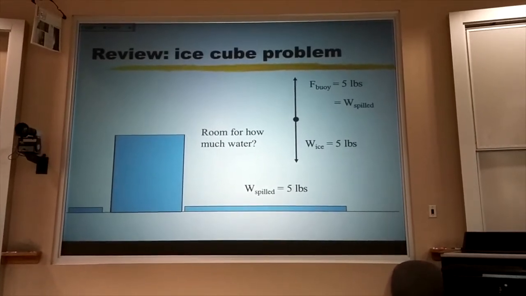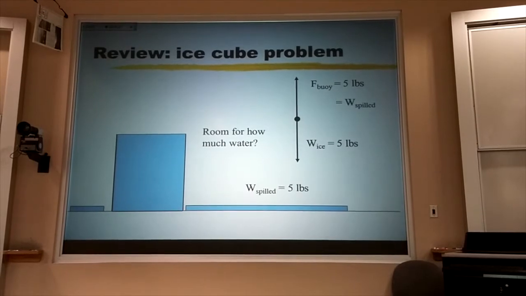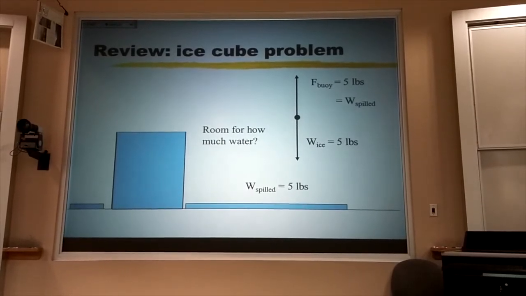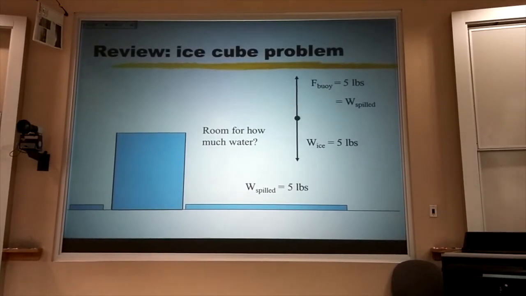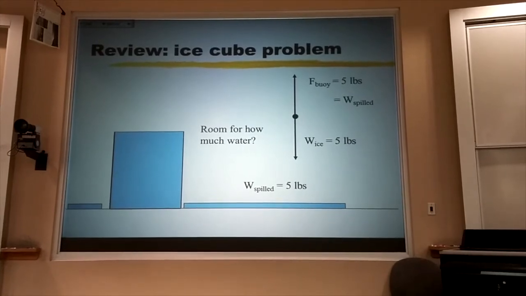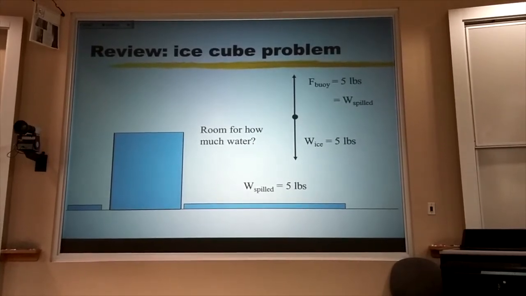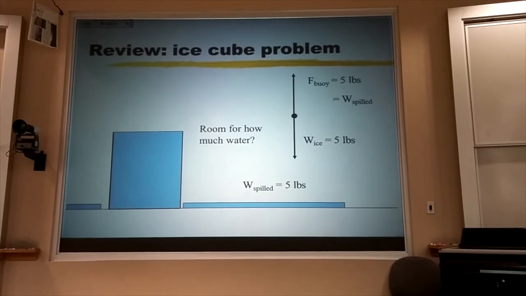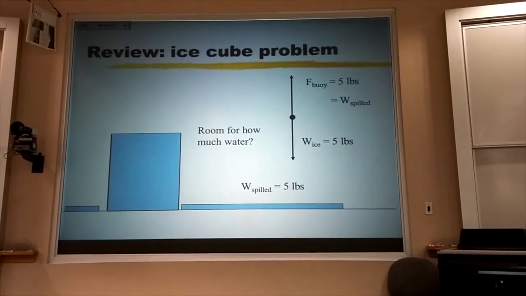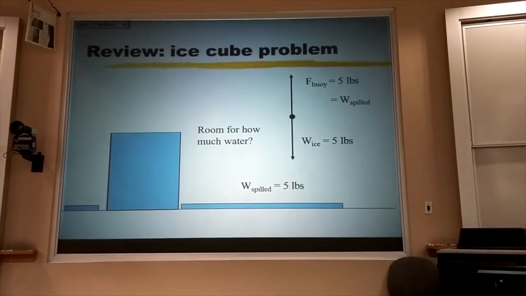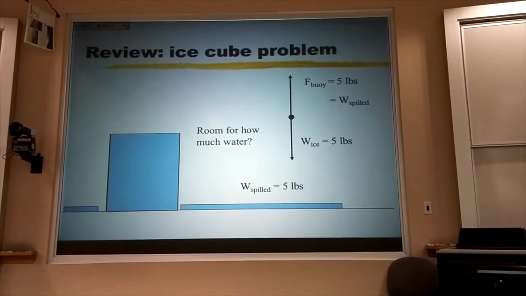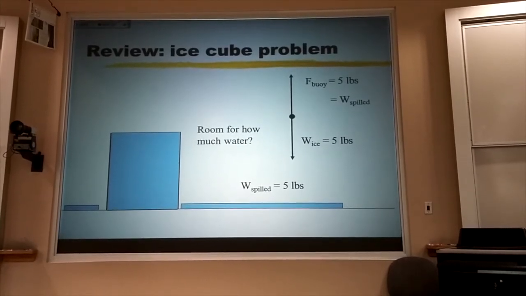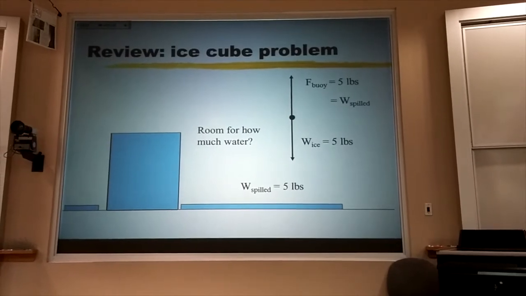Now that's a very different problem than if I took the ice cube and super glued it to the bottom of the glass and then filled up the glass to the brim and waited for the ice to melt. In that problem, the water level would go down. As the ice melts, it would take up less space and the water level would go down. Okay? But that's a different problem than the one we were trying to solve.